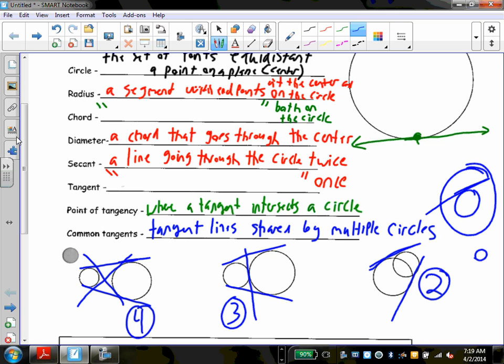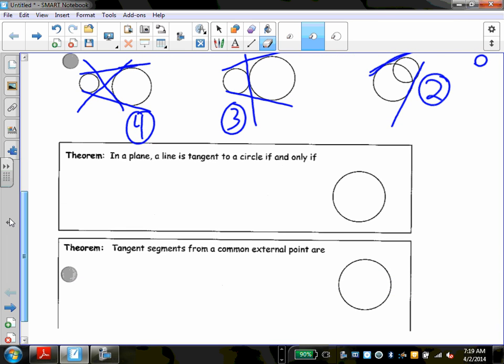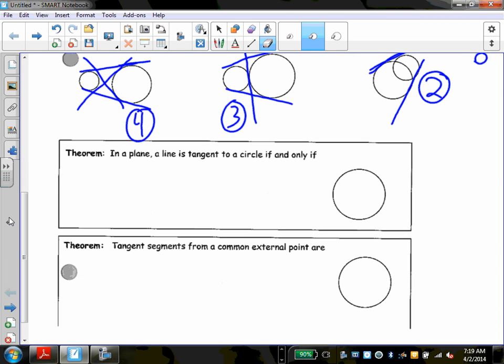So that one just won't work. So that one has zero common tangents. All right, so we have these definitions, and now we're going to have a few theorems based on this idea. Then we'll see two examples that sort of use them.